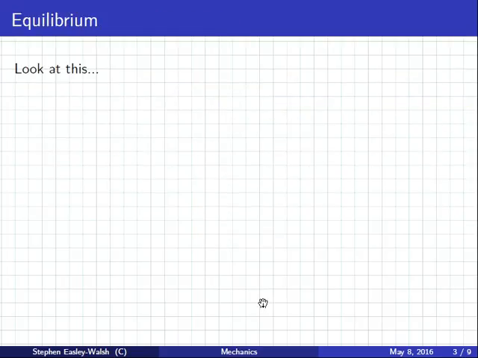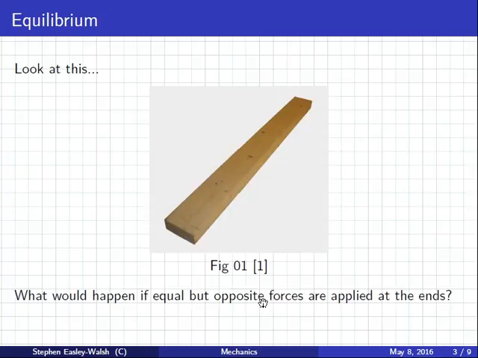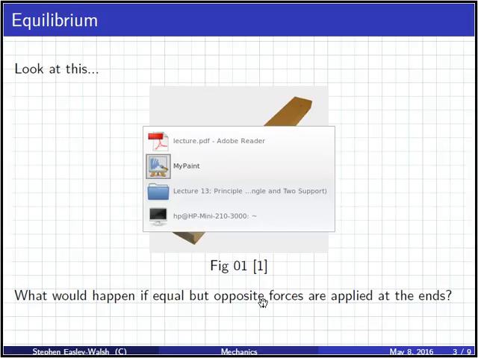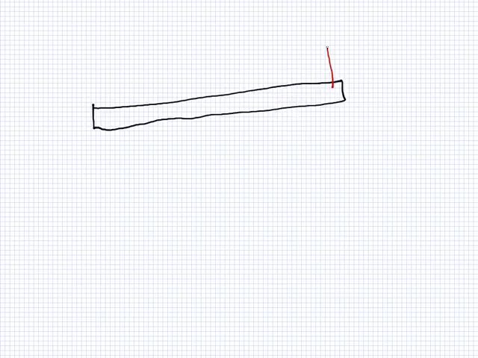Right, so look at this. What would happen if equal but opposite forces were applied at the ends? For example, here it is, and we have force F here and force F here. What would happen? It would start to turn, wouldn't it?